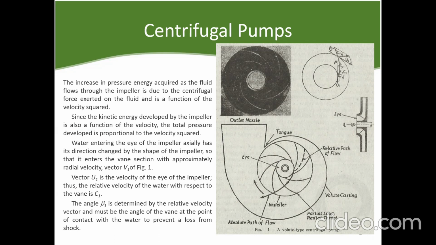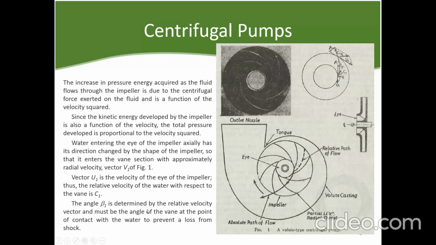Water entering the eye of the impeller actually has its direction changed by the shape of the impeller, so that it enters the vane section with approximately radial velocity V1 of figure 1. So, in fluid machinery, this is furtherly discussed. This is the velocity diagram. Vector U1 is the velocity of the eye of the impeller, thus the relative velocity of the water with respect to the vane is C1.